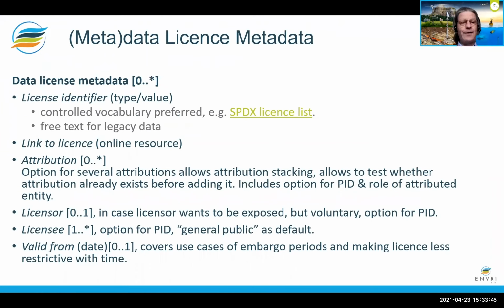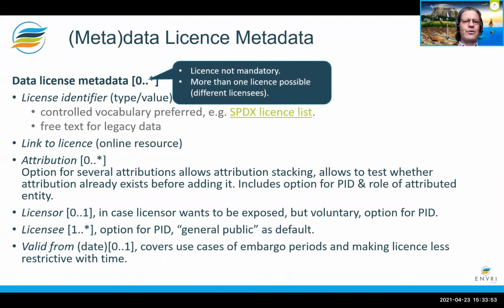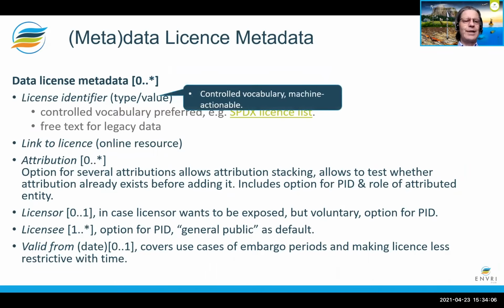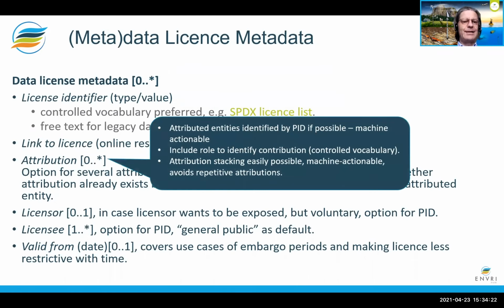So what are the items that we think are necessary to describe a license properly? So here comes the list of metadata items. First of all, a license metadata is not obligatory. You can have a license or you cannot. You can also have several licenses on the same item. First of all, that's mandatory. You need a license identifier. Also here, maybe you're supposed to use preferred vocabulary lists, so they exist. You need a link to the license to identify it properly.